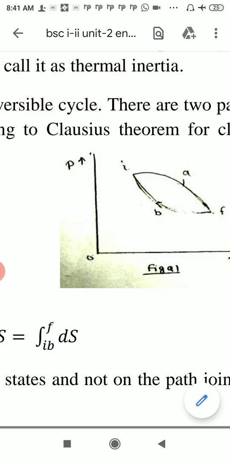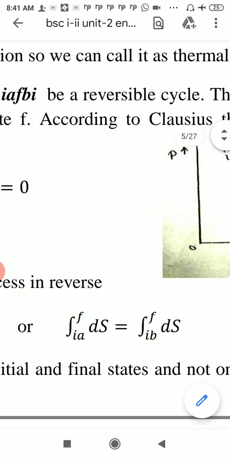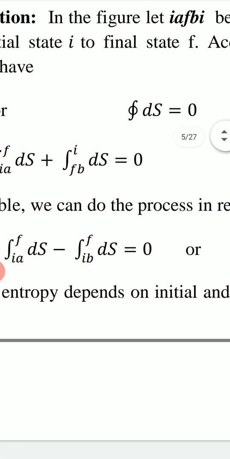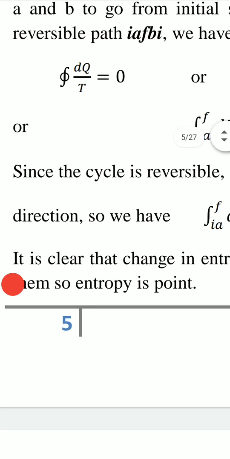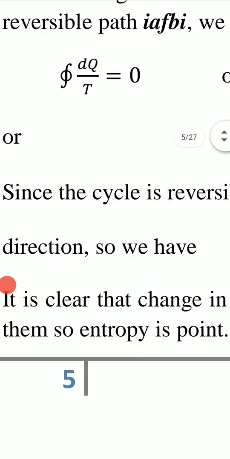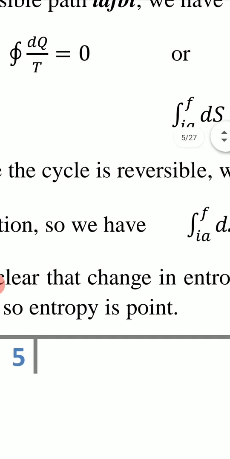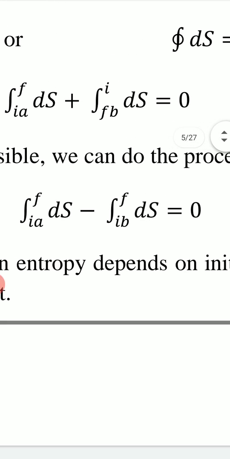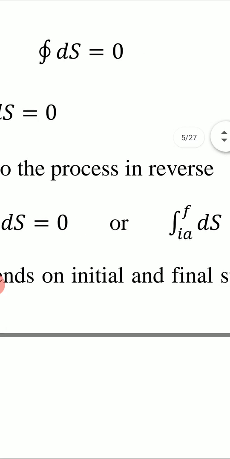For this cyclic process, from Clausius theorem, we know that for this closed cyclic process, integral of dq upon T is 0, and this dq upon T is ds. So we have for the closed cyclic process, reversible process, integral ds for closed cycle is equal to 0.